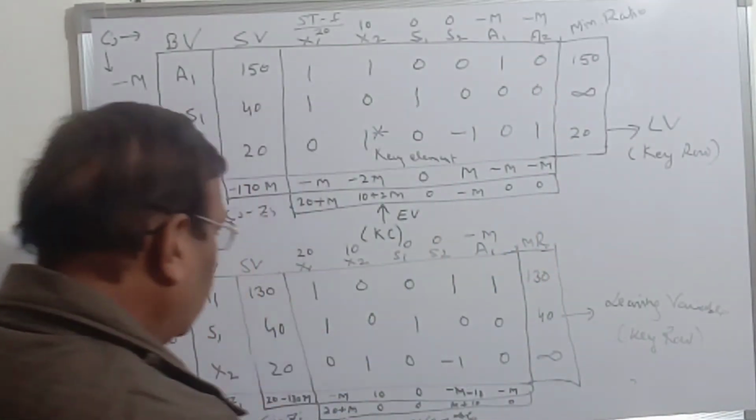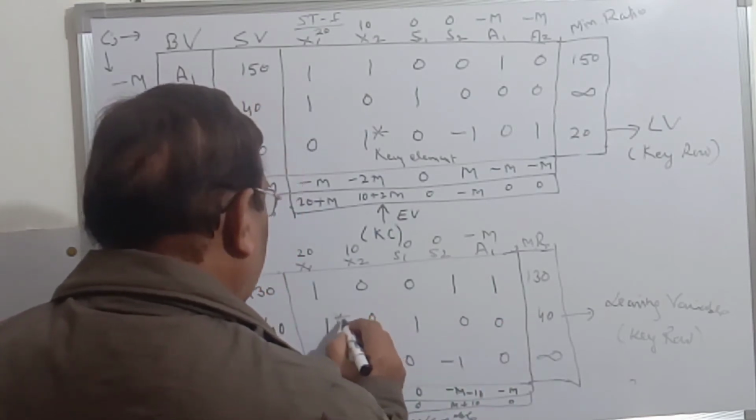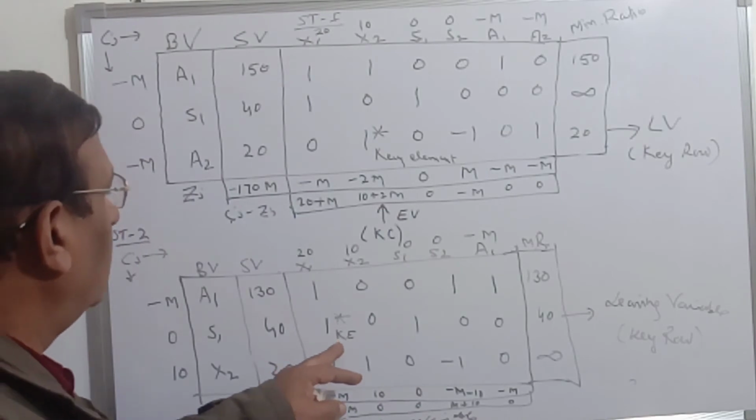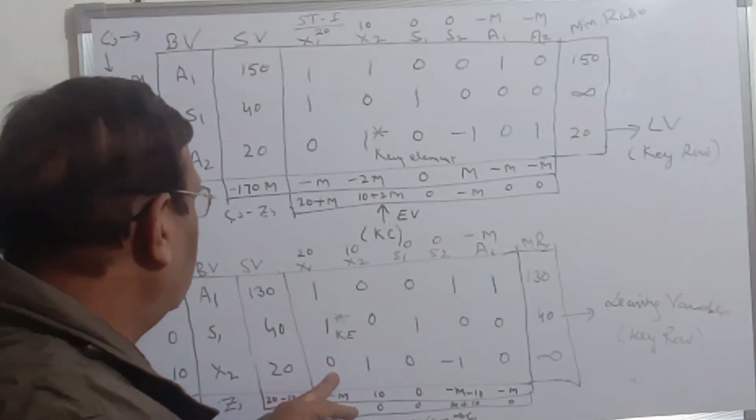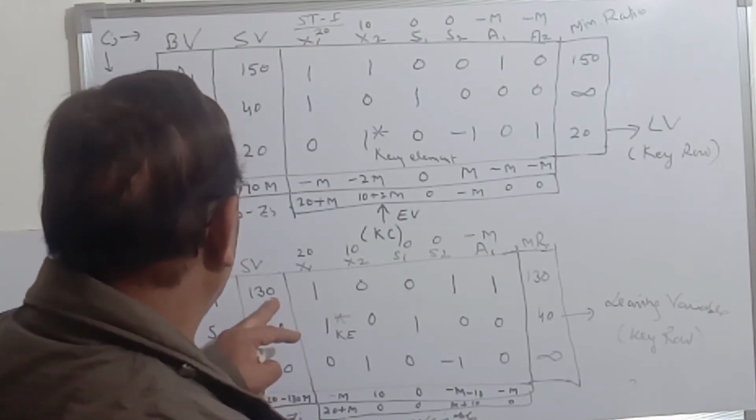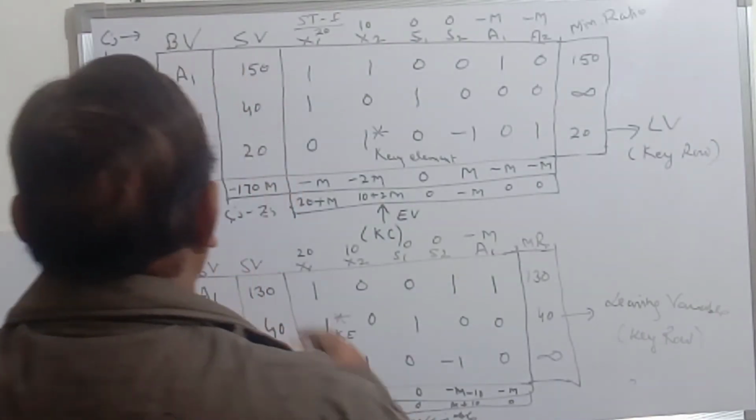The element lying at the intersection of the key column and key row is known as the key element. Now we have to make the key element 1, it is already 1. This is 0, already 0. This is 0, it means this row will be subtracted from this. And we will go to the next table, number 3.